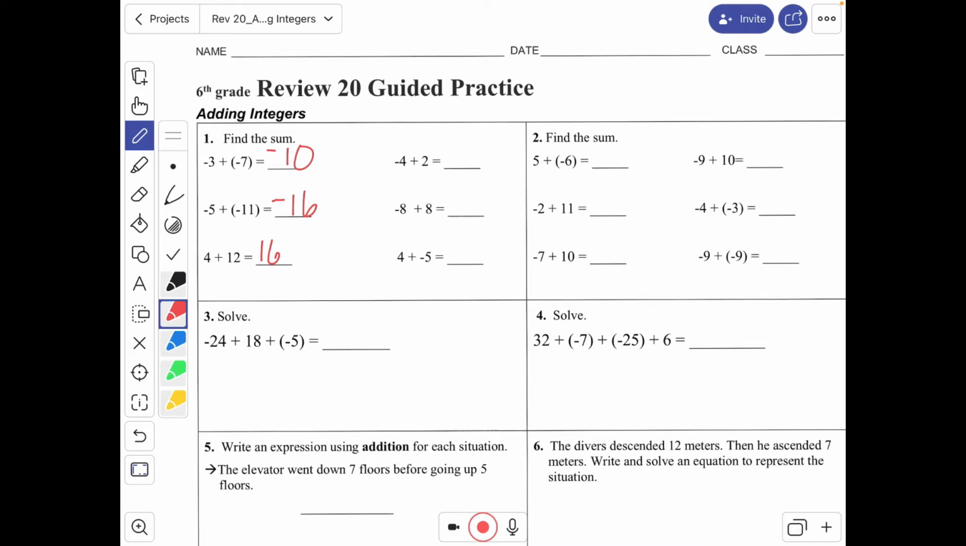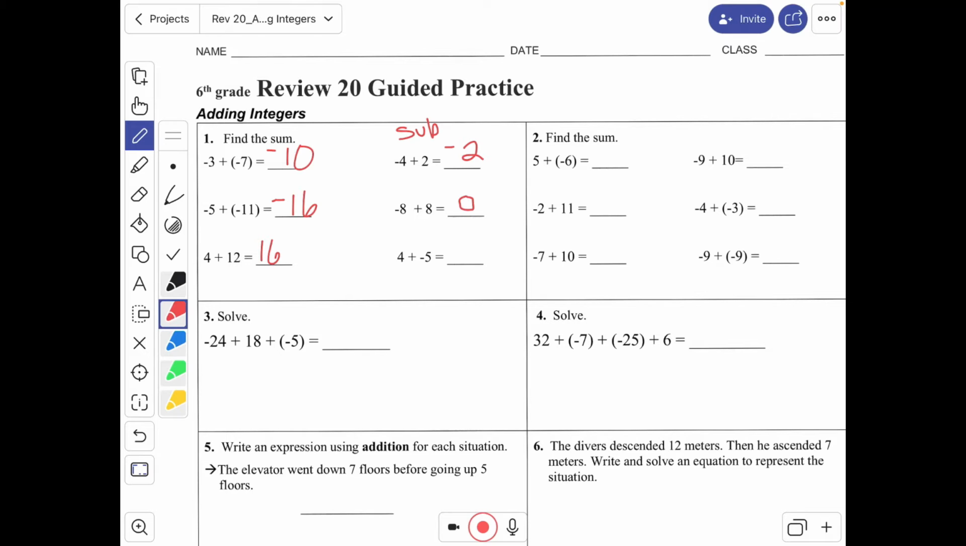Next column. Now they're different signs. Since they're different, we're going to subtract. So 4 minus 2 makes 2. And the higher number is 4, and it's negative, so my answer is negative. The next one is negative 8 and positive 8. Since they're different, we subtract. 8 minus 8 makes 0. And remember, 0 is not positive or negative, so we don't have to worry about that. It's just 0.